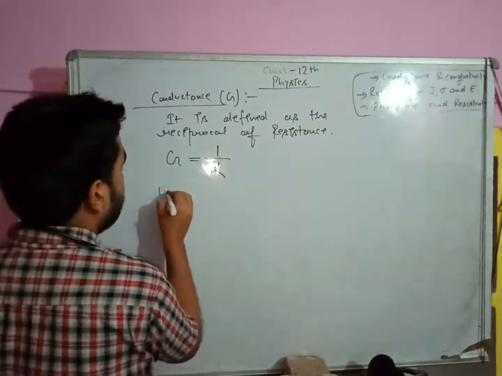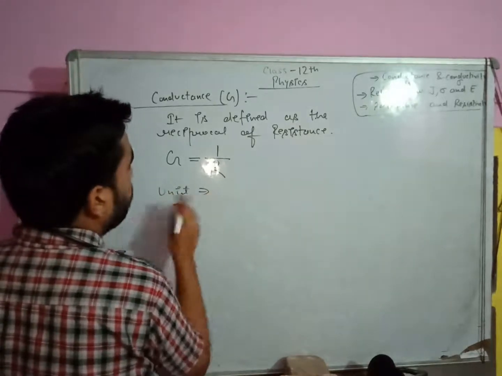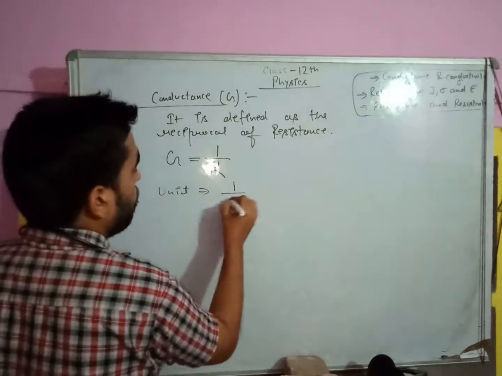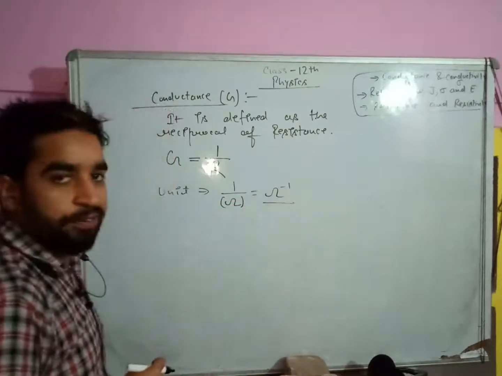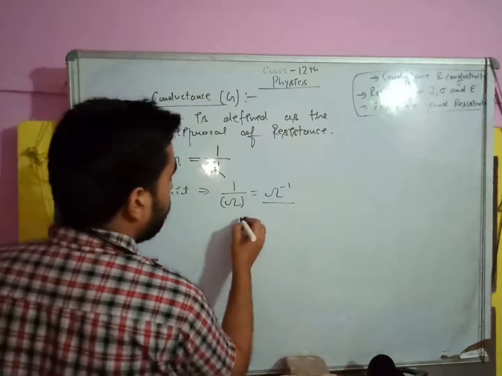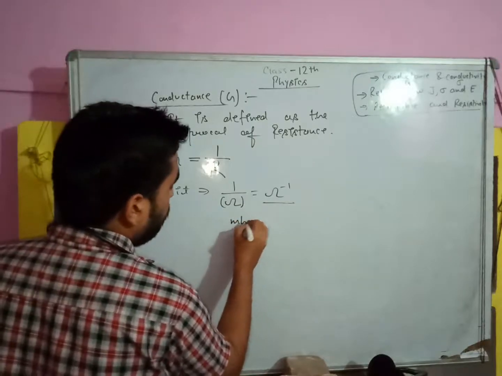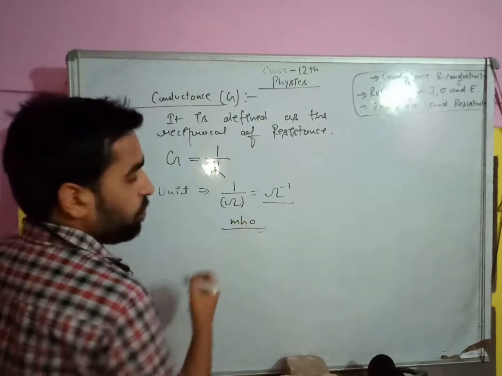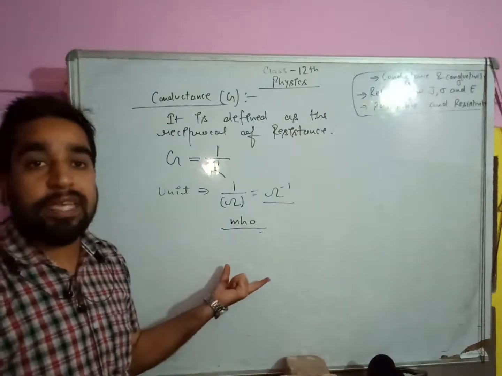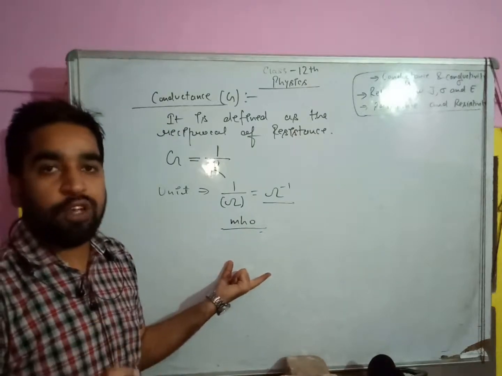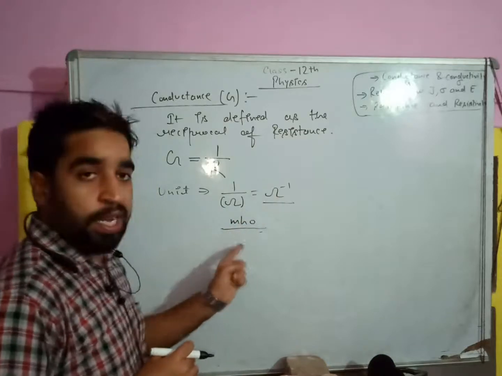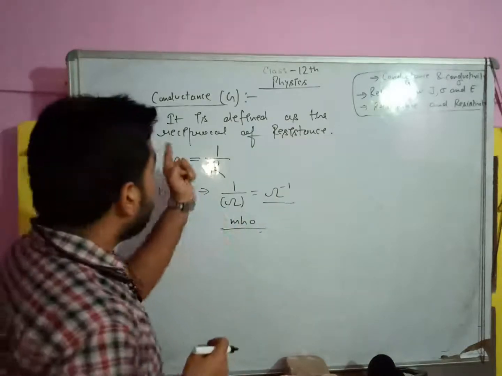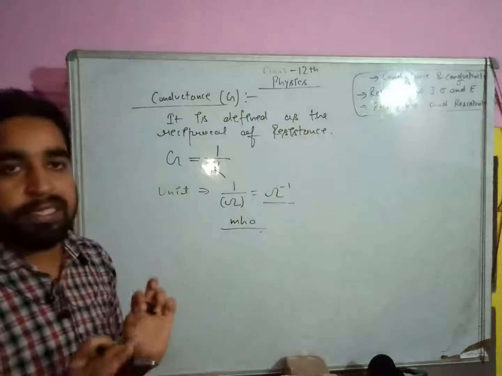So what should be its unit? The unit will be 1 upon R, so 1 upon ohm. This will be ohm inverse. One unit will be ohm inverse, and one more unit is mho, and Siemens as well. So you have to remember 3 units: one is ohm inverse, one we can say mho, and another one is Siemens. This is the reciprocal of resistance.